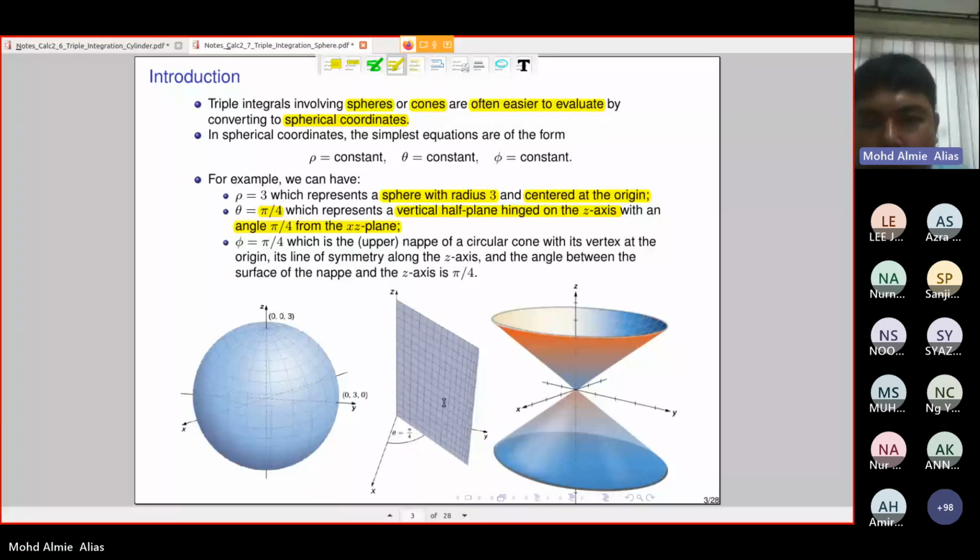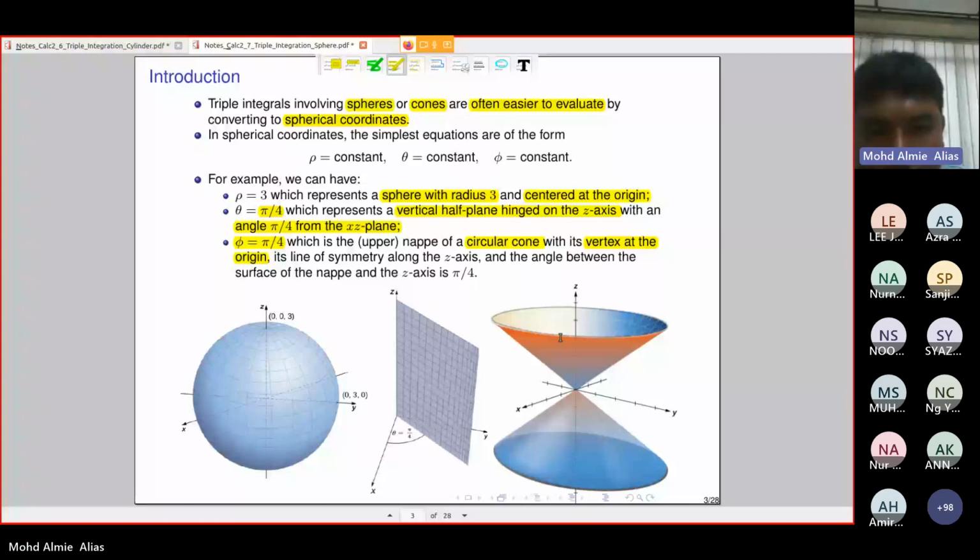Okay, so the third, which is phi, if it equals pi over 4, is actually the upper nappe of a circular cone. I mean, this one. It's a circular cone. It's not like a pyramid. A pyramid is not a circular cone. A pyramid is like the tetrahedron. It's not circular. So it's a circular cone with its vertex at the origin, which is here. So just consider the upper nappe, the upper portion of this cone, not this one, and here.